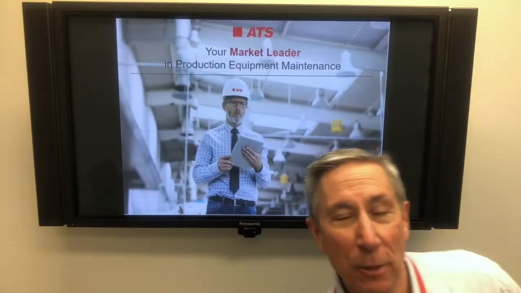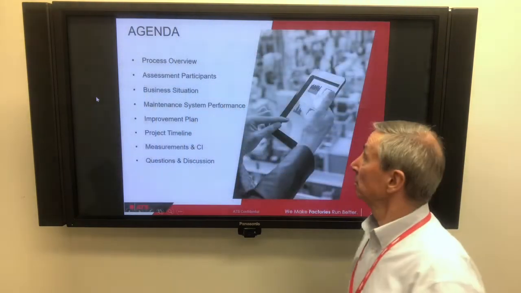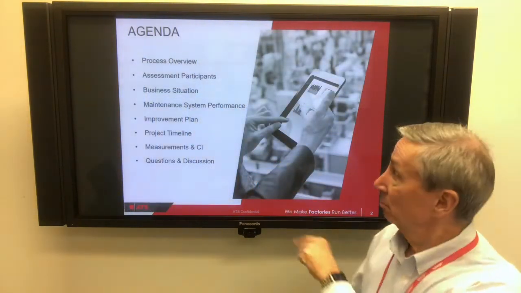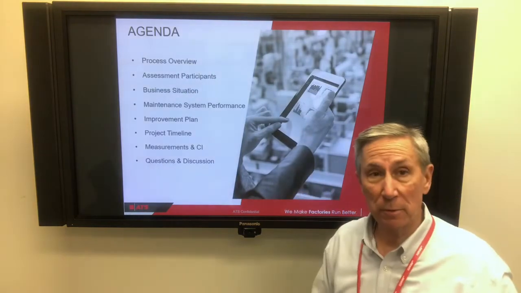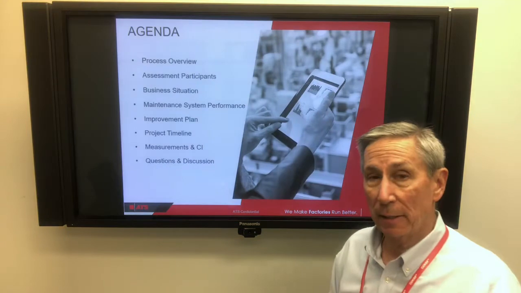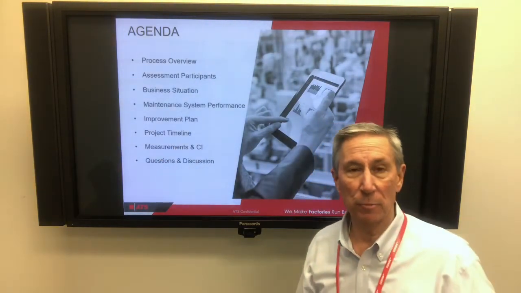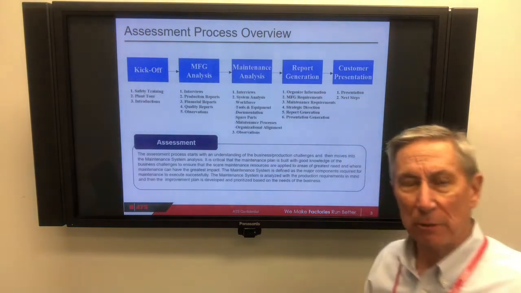So let's take a look at what an assessment report might look like. Here's the basic flow: process overview, assessment participants, business situation, maintenance system performance, improvement plan, project timeline, measurements, and continuous improvement. So this is what a week looks like.